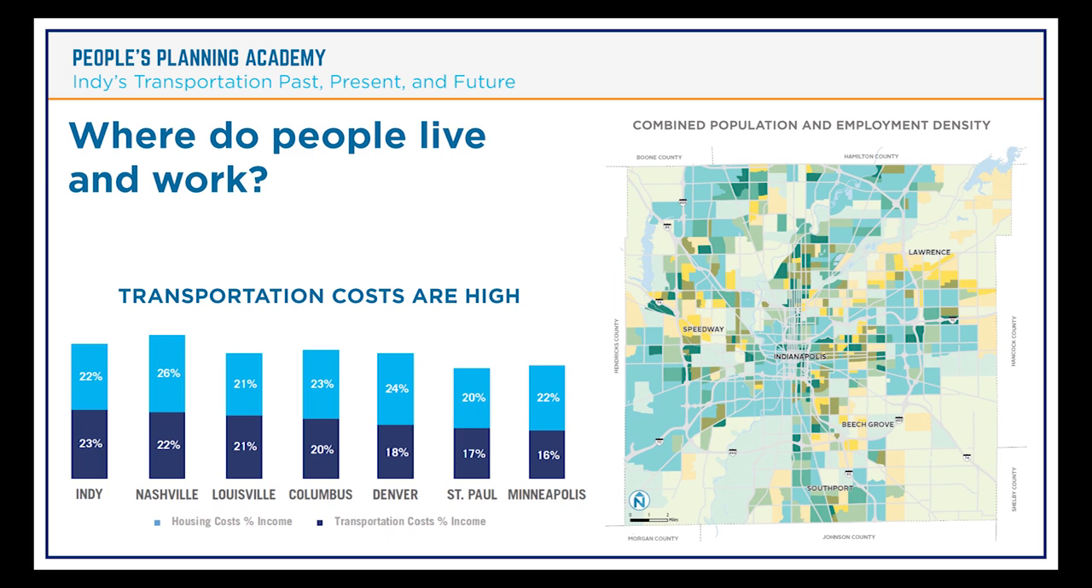And so this is where all that's happening. The darker yellow is where the denser residential populations are. The darker blue is where the denser employment areas are. And that teal color is where they overlap.